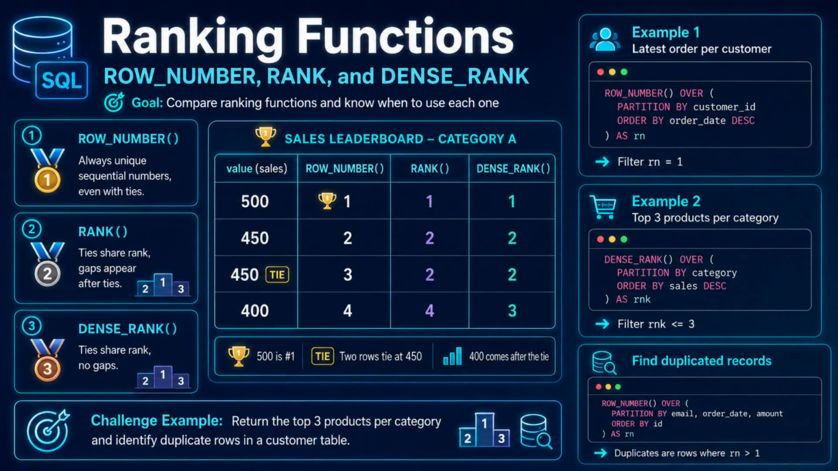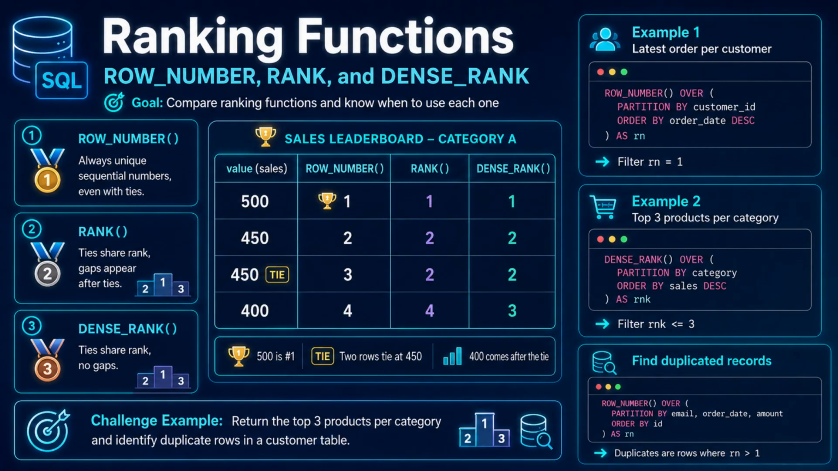Now let us compare three very important ranking functions: row number, rank, and dense rank. These functions are similar, but they behave differently when there are ties. Imagine we have sales values in one category. The values are 500, 450, 450 again, and 400. Row number always gives a unique sequential number, so even if two rows have the same value, they get different row numbers. The first 450 can be row number 2, and the second 450 can be row number 3.